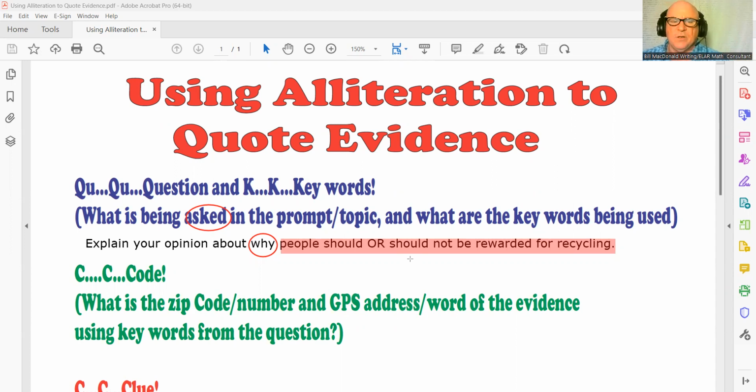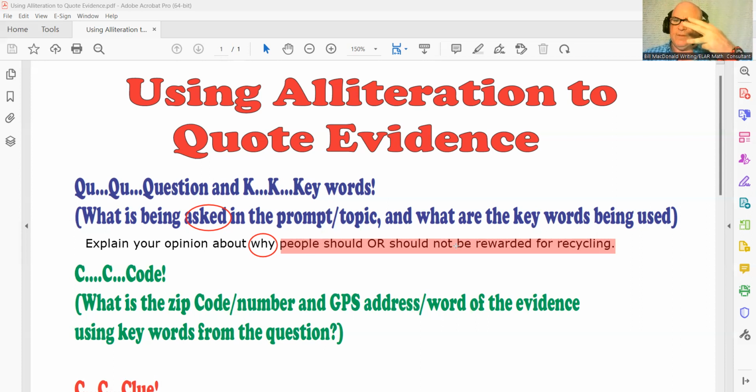Okay, so the next K is K, K code. What is the zip code and the GPS address, the word of the evidence, using keywords from the question? So where are you going to go? I'm going to let you stay looking at my alliteration page, but I'm going to go to the third paragraph of the rewards for recycling section, and it says exactly these words in the third paragraph. It says that a reward gives people a personal benefit. So when you're being rewarded for recycling, you get a personal benefit, something that benefits you when you're benefiting others.